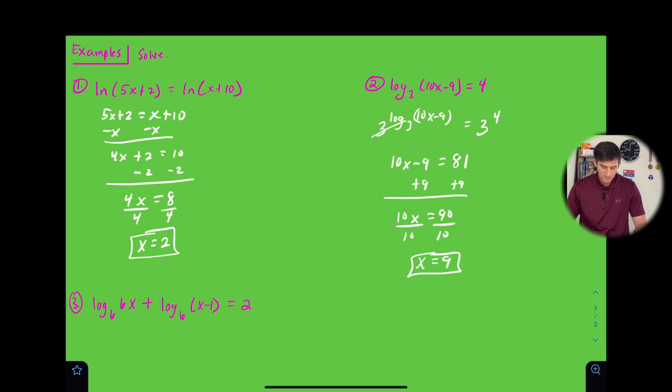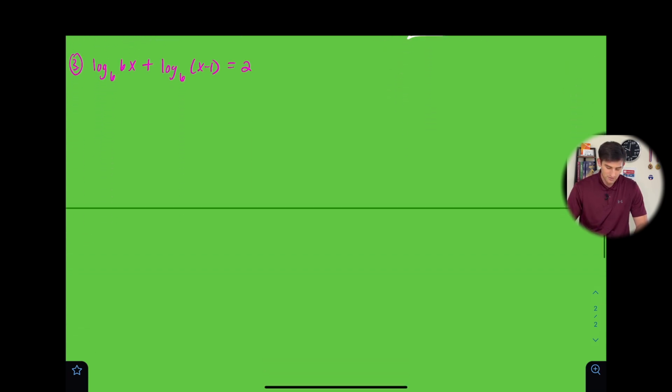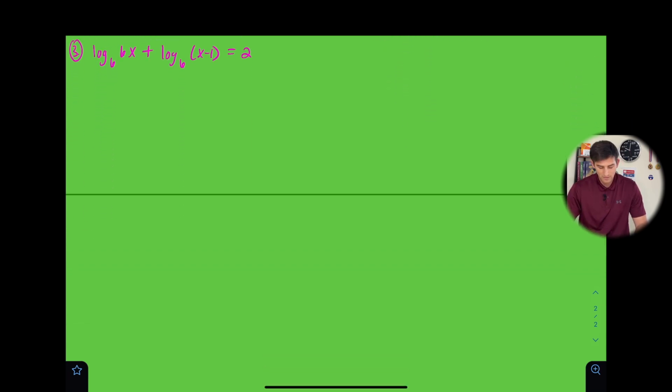All right, number 3, last example here, a couple extra steps involved. So we have log base 6 of 6x plus log base 6 of x minus 1 equals 2. So we have a property of logarithms that we can use here. If we are adding these two logs of the same base together, then we can take just log base 6 of the product of 6x and x minus 1.